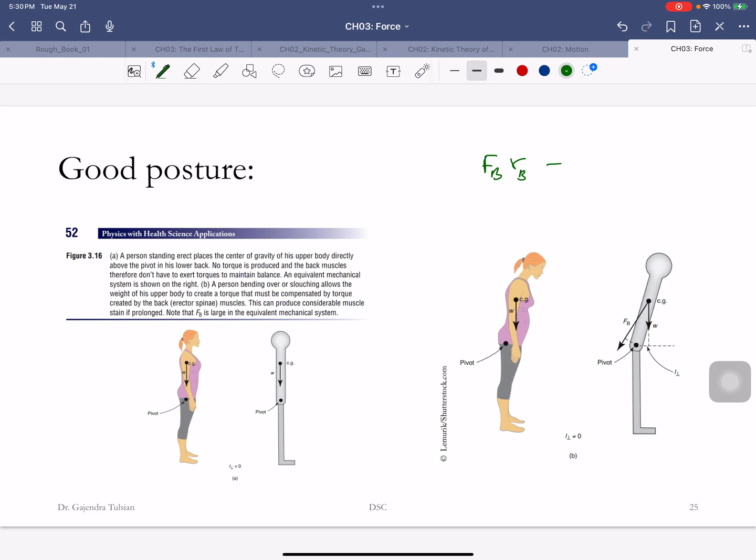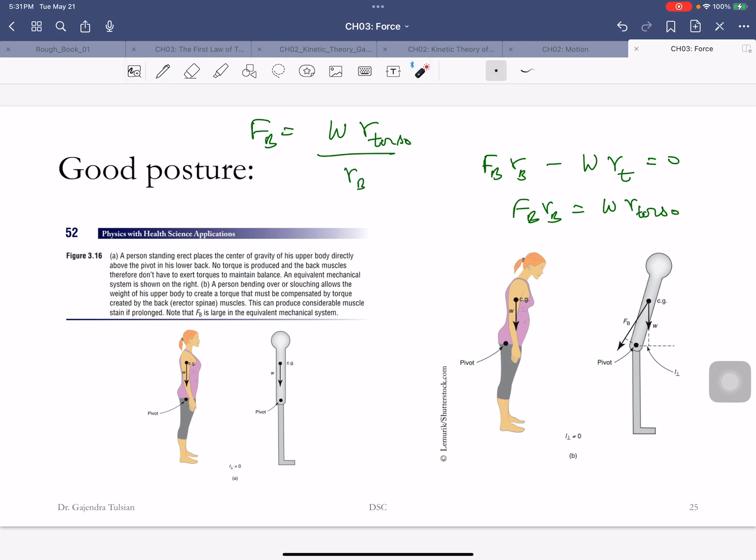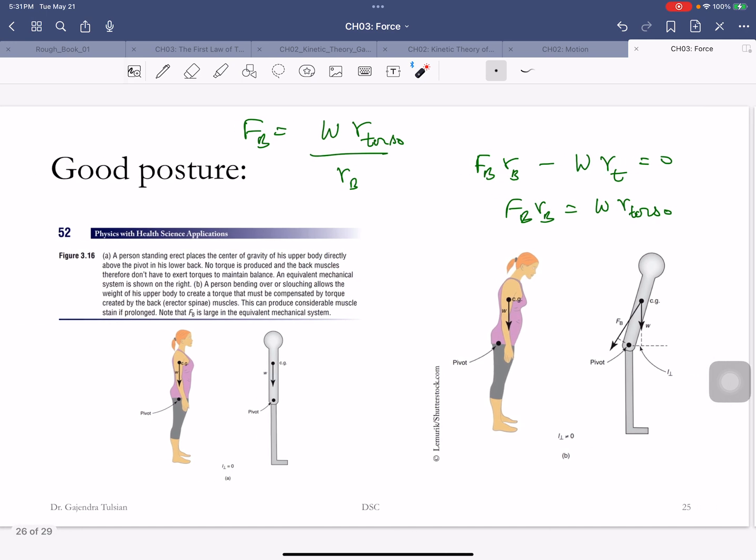And this is your weight of the upper torso times the moment arm for the torso, and that should be equal to 0. So the back muscle force times RB equals the weight of the torso times RT. And so the force the back muscle applies is the weight of the upper torso times the moment arm of the torso, divided by RB. Now this moment arm is small, and the more you slouch, the bigger this is, and the more strain you put on your back. So the more strain you put on the muscle. So slouching is not good.